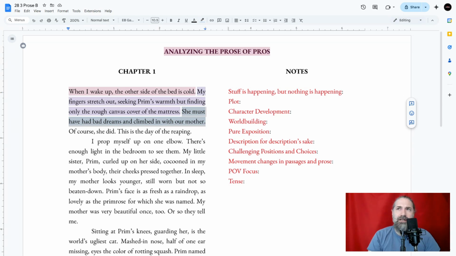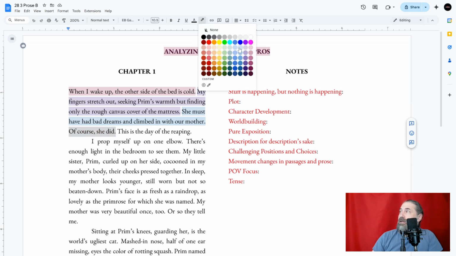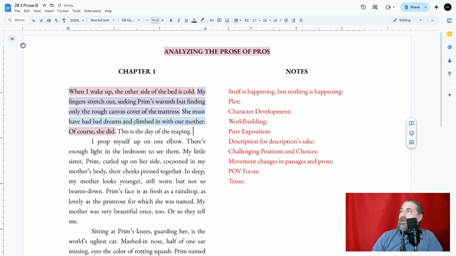And this is just she's making a comment to herself. She's just like, oh, she must have gone. And then she is sort of talking to herself as well, but in her mind. With, by the way, a quick short sentence that creates the rhythm now, right? We get to go back to this. "Of course she did. She must have had bad dreams and climbed in with our mother." "Of course she did," right?